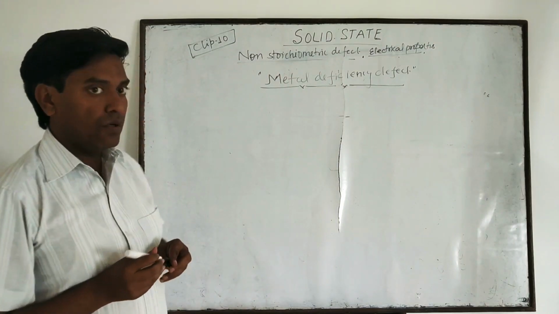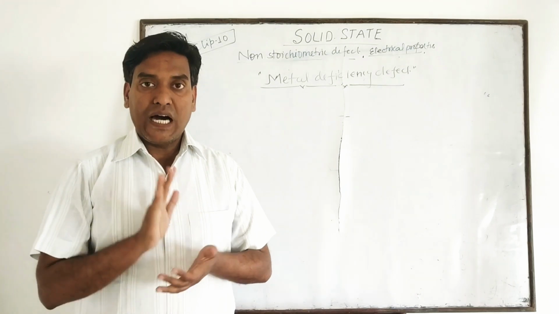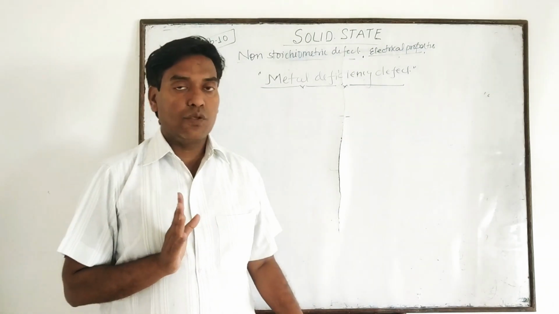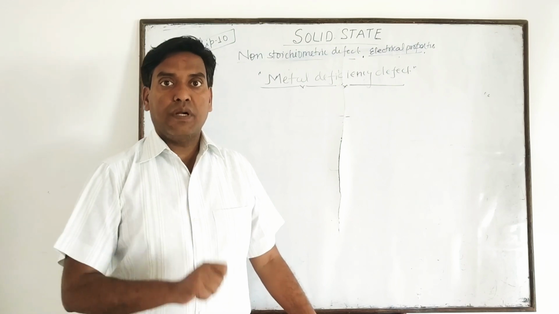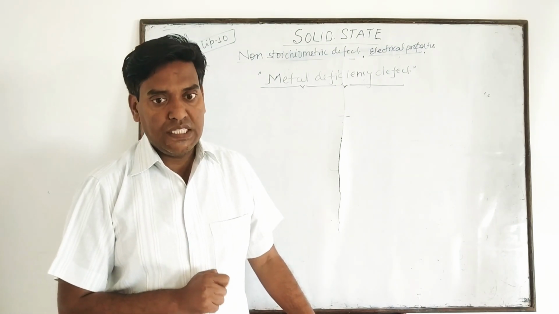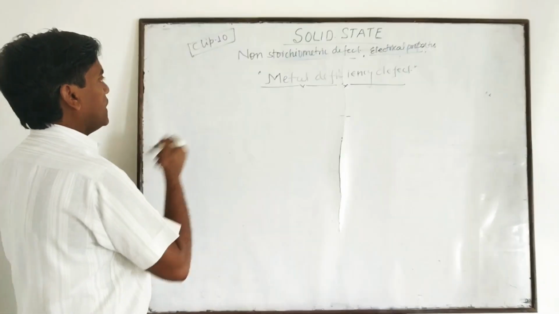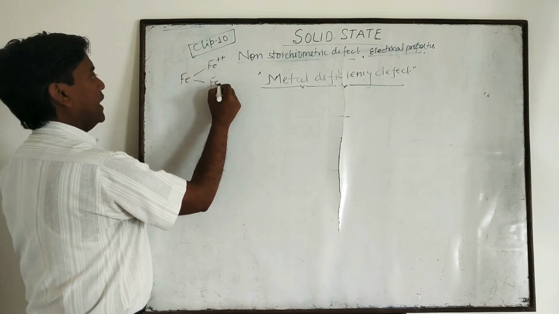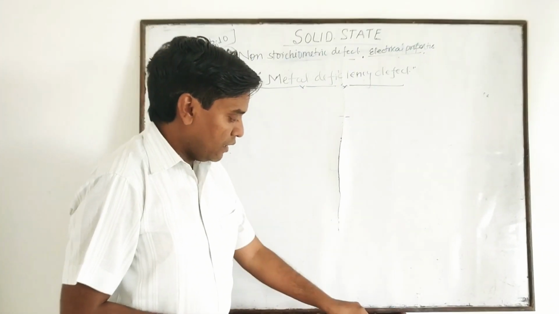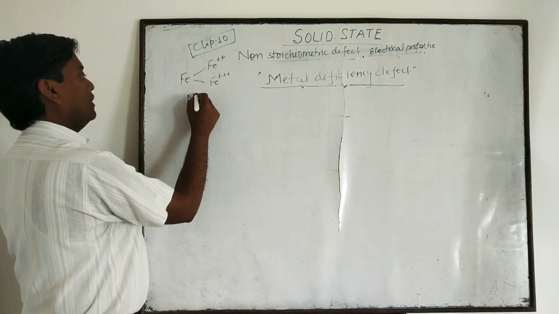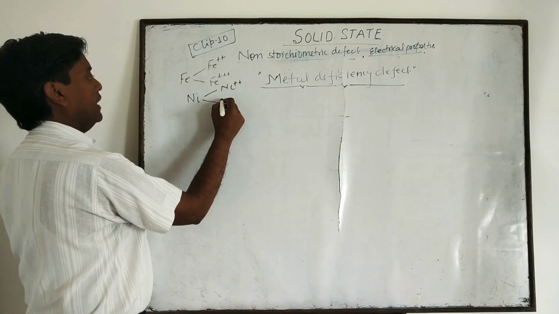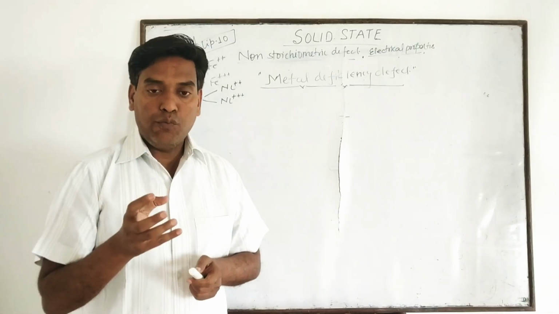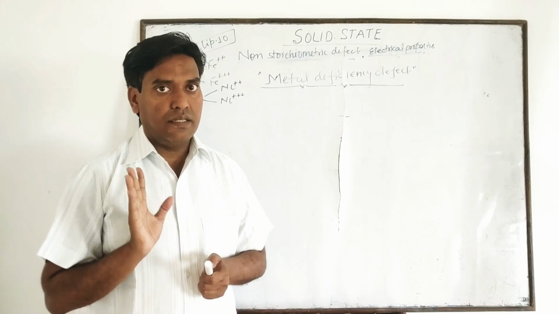But one thing, put in your mind, metal deficiency defect arises in those ionic compounds in which the metal exhibits variable oxidation state. You know what is a variable oxidation state? It means a particular metal can exhibit more than one type of oxidation state. Like iron, you know the symbol of iron is what? Fe, and it exhibits two types of oxidation state, Fe2+ and Fe3+. Second is nickel. Nickel exhibits two types, that is Ni2+ and Ni3+. So one thing is clear, that metal deficiency defect arises in those ionic crystals in which the metal exhibits variable oxidation state.